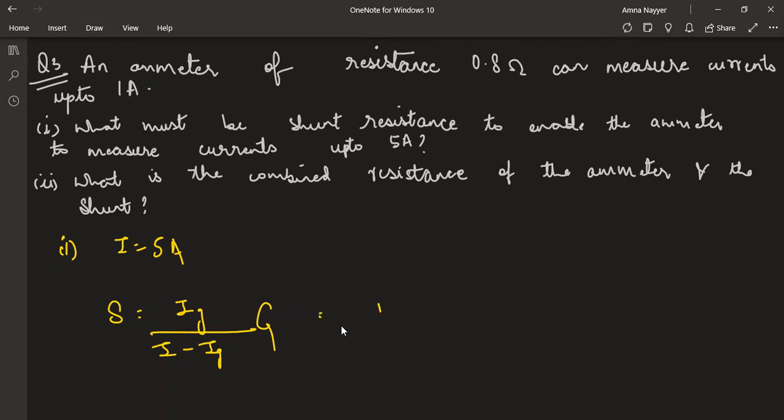So 1 divided by I minus Ig. This will become 5 minus 1 multiplied by what is the resistance of galvanometer given? 0.8. So it will be 0.8 by 4. This will become 0.2 ohms.